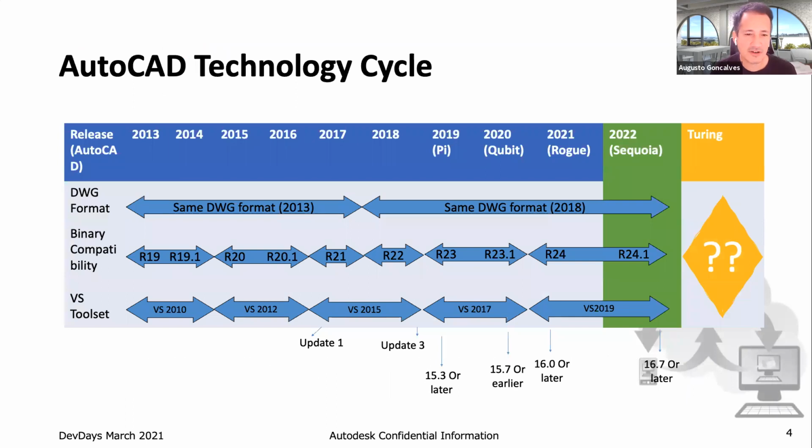So this is the AutoCAD technology cycle, and what's happening over the last few versions of AutoCAD, which is the foundation for CV3D. We have the same DWG format for 18, 19, 20, 21, and the next release. There is also the binary compatibility, 24.1, and Visual Studio should be 2019 with the toolset 16.7 or later. So that's what should be in the next release.